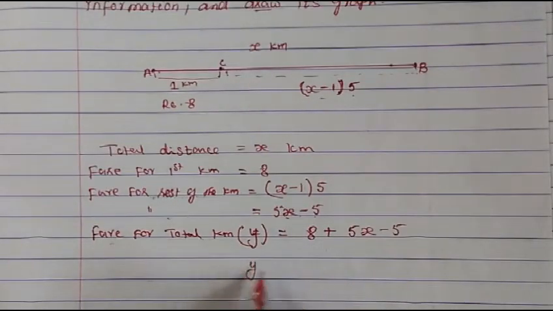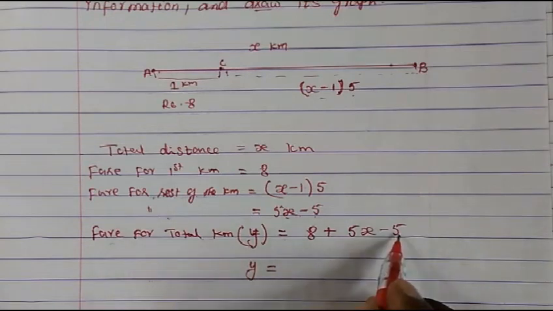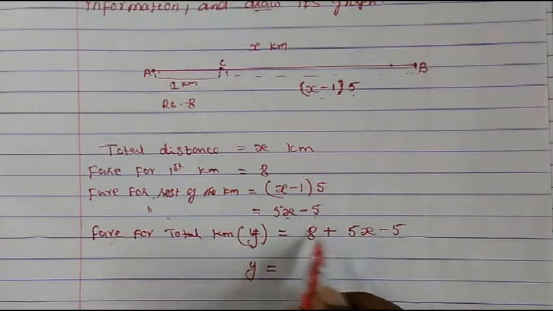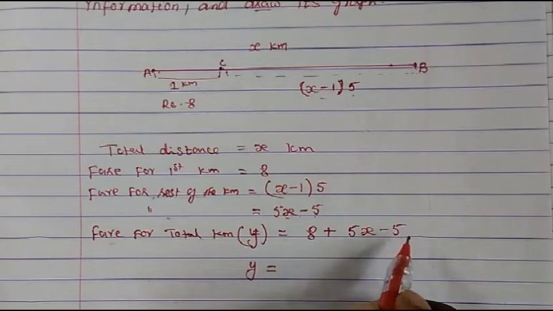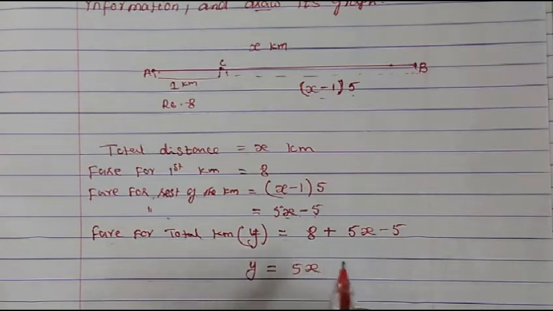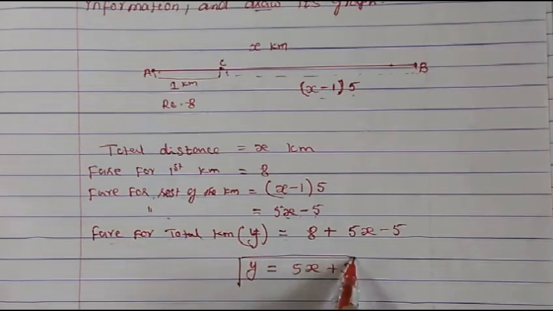This is y. So now we have 8, plus 8 is here, minus 5 is there. So from 8 you subtract 5, you will get 3. So let's write down this 5x first, then we will write down plus 3. You can write it this way, one equation is ready.